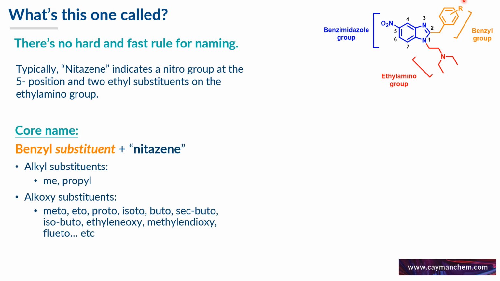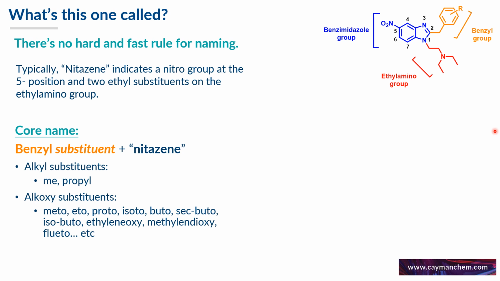When there's a substituent at the benzylic group, we add the abbreviation of the substituent and place it in front of the word nitazene, such as etonitazene. That means that there is an ethoxy group at the para position, and that there's a nitro group at the 5 position, making it etonitazene. When the alkoxy groups are swapped, we have a shorthand for each chain: meto for methoxy, proto for propoxy, isoto for isopropoxy, buto for butoxy, and so on.